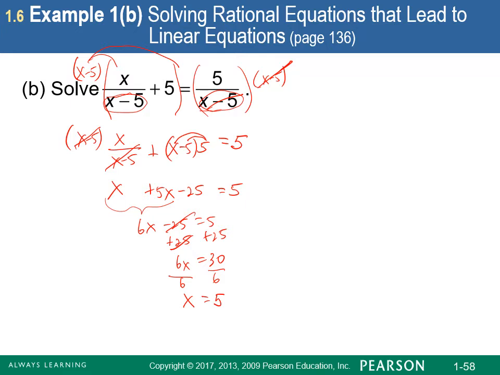Now, like the previous problem, we want to check. And as I mentioned in the previous problem, basically we're interested in whether or not that even works. Well, if you look here, we had an x minus 5. If you put a 5 in place of the x, you get 5 minus 5. So that's a 0. And you can't have division by 0. So anytime we get an answer that would make a 0 in the bottom of any of these fractions, we just discount that answer, so there's no solution.